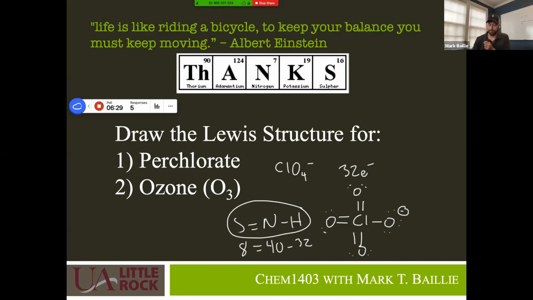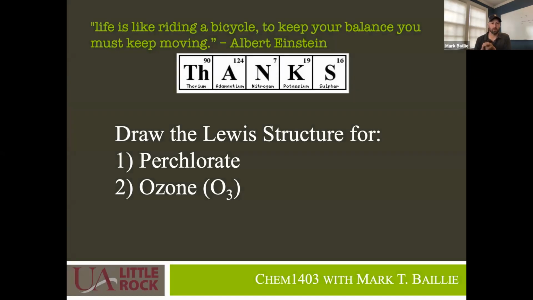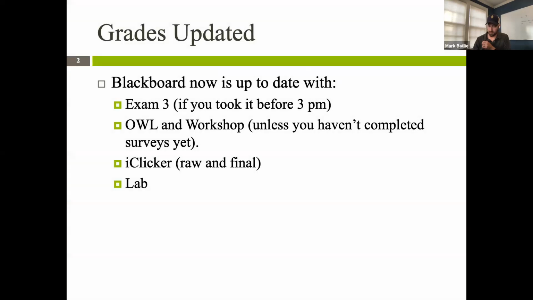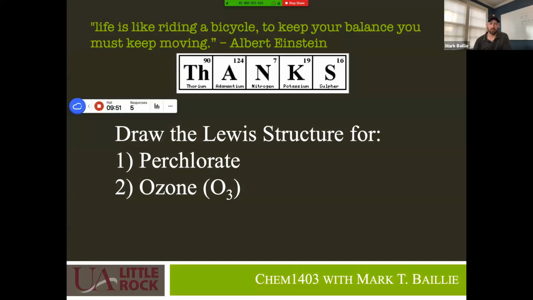Okay. What about ozone? Ozone's going to be a bit easier because oxygen is in period 2. Oxygen has to obey the octet rule. So our formula is O3. How many valence electrons do we have there? 18. We have 18 electrons because each oxygen has 6 valence electrons and we have 3 of them.